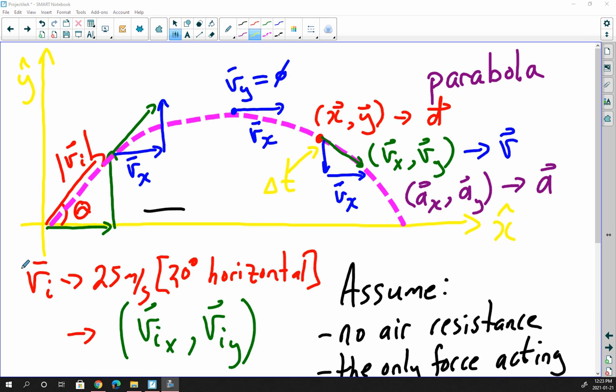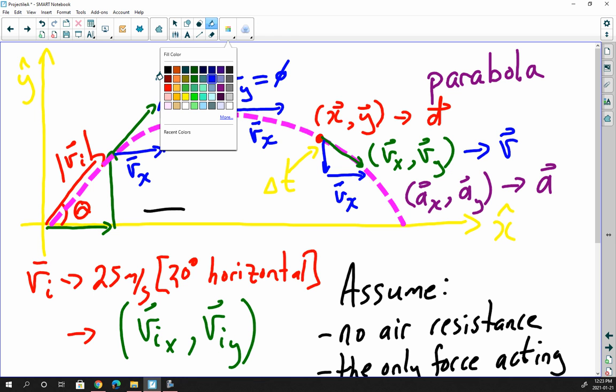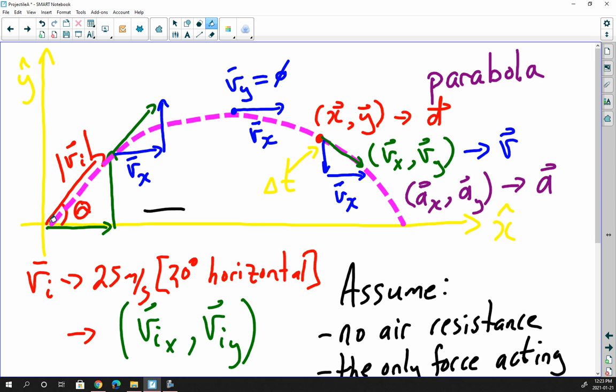So what you would draw is a red line here. Draw the red line to represent this initial velocity of 25 meters per second. And then you would draw the red theta in here, saying, look, this is being shot up at 25 meters per second.